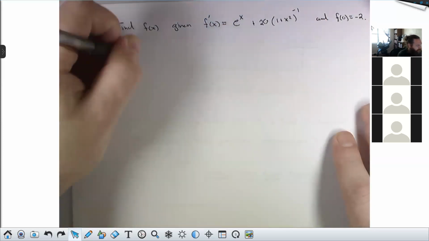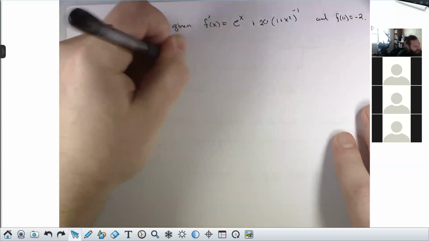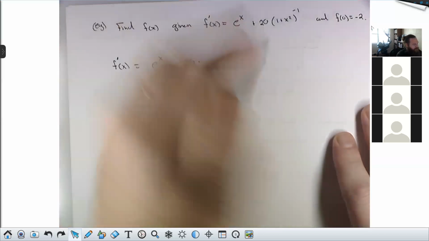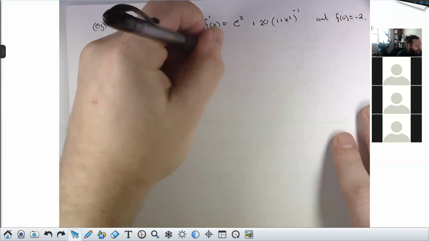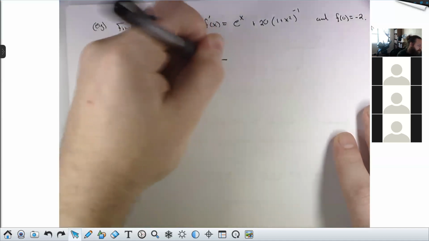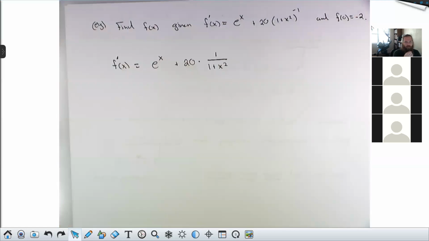Here's how this looks. F prime of x, I'm just going to rewrite this a little differently. This is e to the x plus 20 times, what is 1 plus x squared to the negative 1? Well, it's the reciprocal of 1 plus x squared. They're just trying to disguise it so you don't recognize it. They're trying to scare you. We know an antiderivative for e to the x, that's on our table. This is a constant multiple, so it's just going to come along for the ride. And we know an antiderivative for 1 over 1 plus x squared.